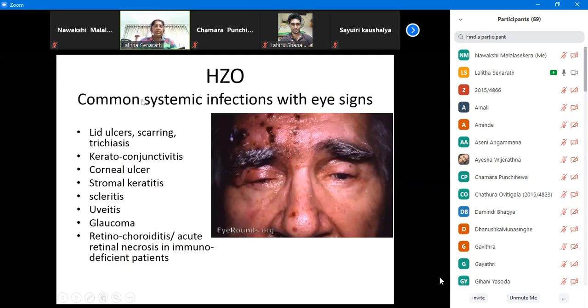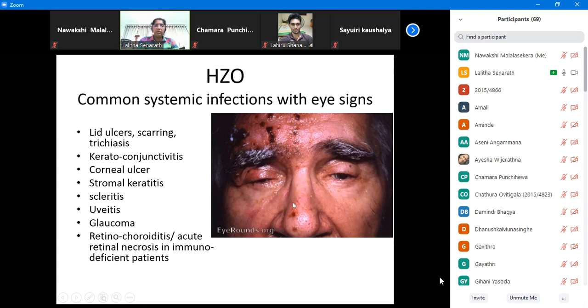Herpes zoster ophthalmicus is one of the common disease entities which we see day-to-day. Herpes zoster ophthalmicus means it involves the ophthalmic branch of the trigeminal nerve. It can affect any branch of the nerves in our nervous system, but if it affects the ophthalmic branch of the trigeminal nerve, we call it herpes zoster ophthalmicus. Ultimately, it may affect the nasociliary branch. The nasociliary branch supplies along the lateral side as well as the tip of the nose. That is the nasociliary branch involvement.